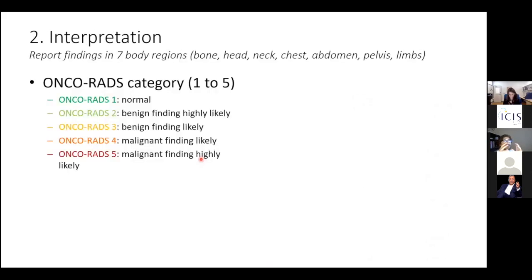Then there is interpretation. So there is sometimes a confusion on where to start. So we provided some sort of guidance. We divided the entire body in 7 regions: bone, head, neck, chest, abdomen, pelvis, and limbs. Then if there's a finding, we should locate it in one of these 7 regions. And then we need to give a score, an ONCO-RADS category, ranging from 1 to 5.